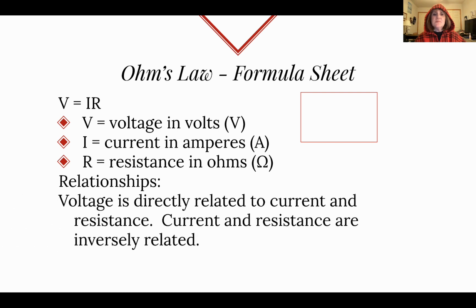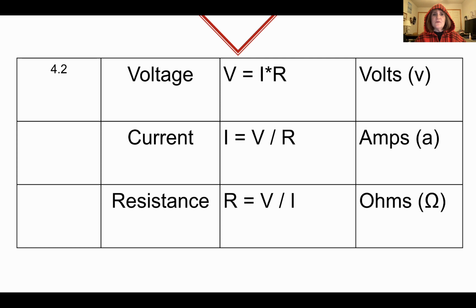The relationships between those: voltage is directly related to both current and resistance, but current and resistance are inversely related to each other. You do have the equation alternatives where you solve for current, which is voltage divided by resistance, and resistance is voltage divided by current. Let's add those to your formula sheet now.